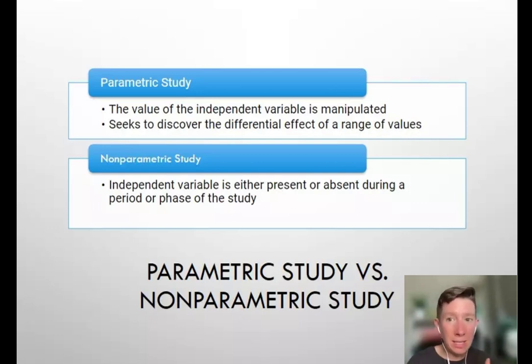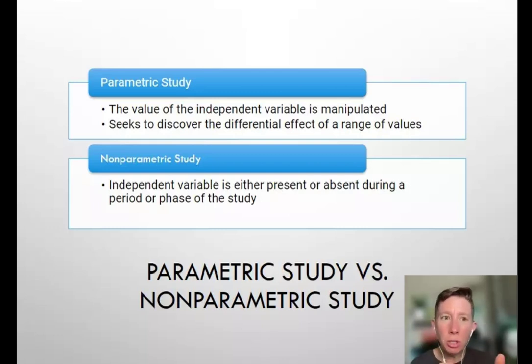So each phase could potentially be a different range of the independent variable in a parametric study. In a non-parametric study, this is typically what you'll see in behavior analysis. It's not hard and fast, but I would say the majority of studies that you're going to see in behavior analysis are going to be non-parametric studies where the independent variable is either present or absent during a period or phase of the study. So it's either going to be there in its entirety or it's not going to be there in its entirety.